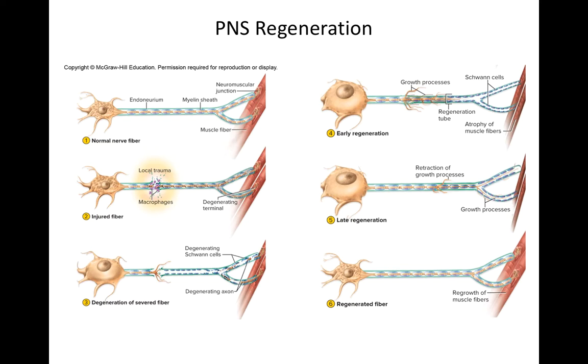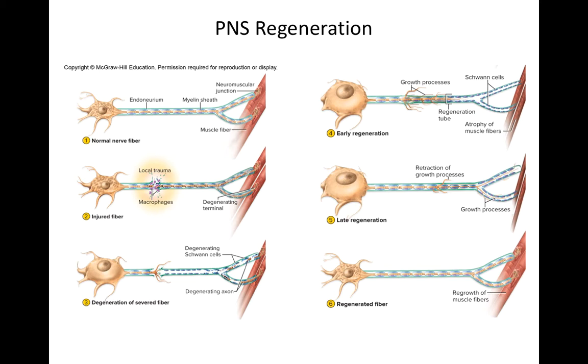The other thing is this takes a very long time. So we're talking a few millimeters a day of regrowth. So anywhere from about 3 to 5 millimeters a day of regrowth. So if you're talking about a big neuron in your leg or something like that, you're talking like 2 years of growth before you really begin to see if you're going to get function back. So it's a very slow process.